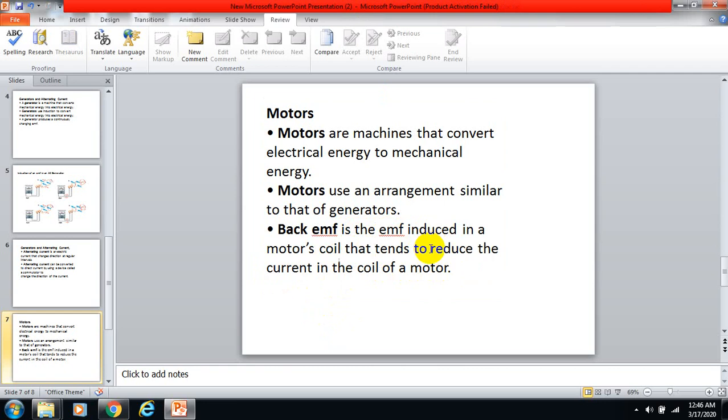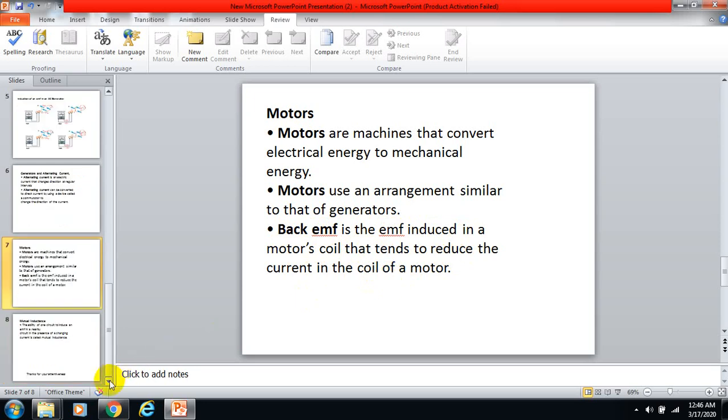If this had been an increment, it would be the usual induction, you can say incremented EMF. But here we have what? The phenomena of the back EMF. So the back EMF is the EMF induced in a motor's coil that tends to reduce the current in the coil of a motor. We call them what?